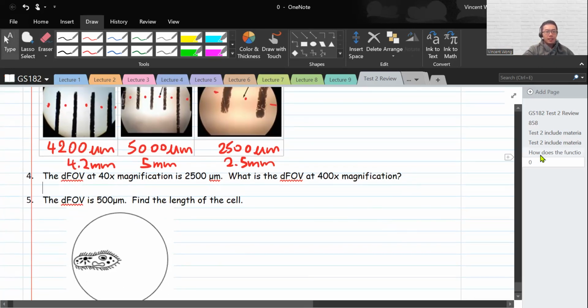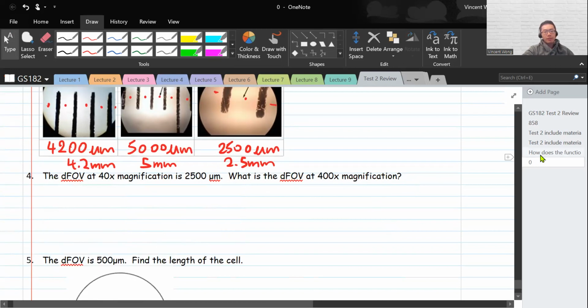The DFOV at 40 times magnification is 25,000. What is the DFOV at 400 magnification? So we're gonna use that formula, right? I will give you the formula on the test. You don't have to memorize it. So DFOV1 times magnification 1 equals DFOV2 times magnification 2.